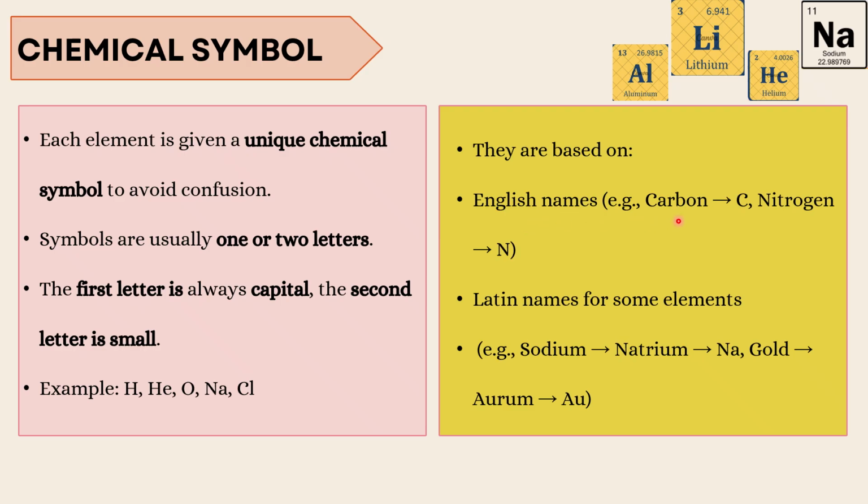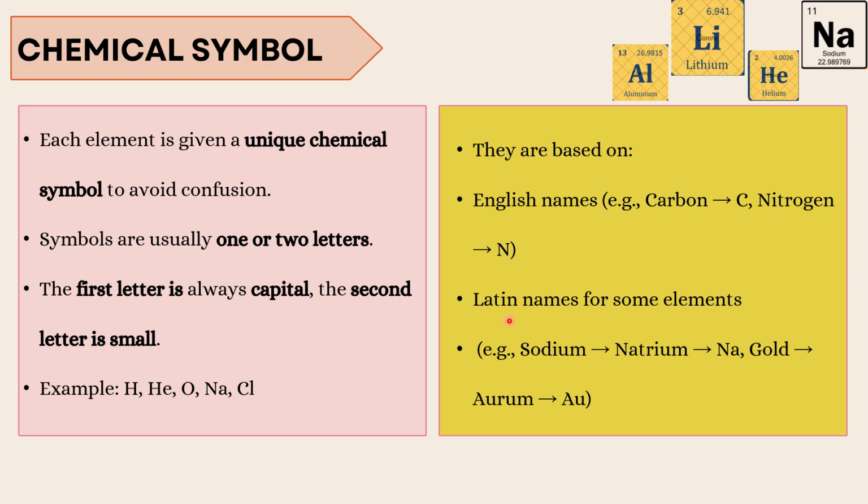For example, for carbon, this is the English name, and the first letter is taken as the symbol. So we write capital C as the chemical symbol for carbon. Whenever we write capital C, it means the element is carbon. Another example is nitrogen. In the case of nitrogen, this is the English name, and the first letter is taken as the chemical symbol for that element.